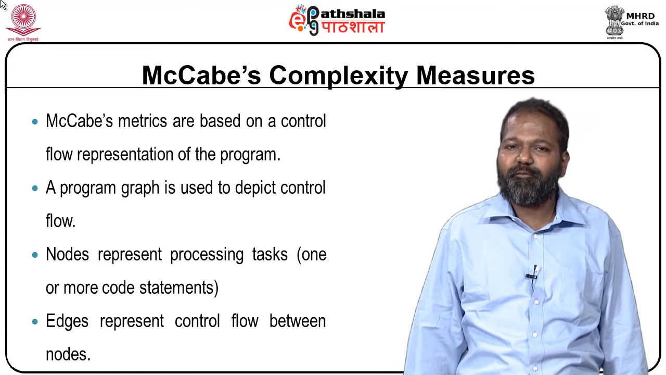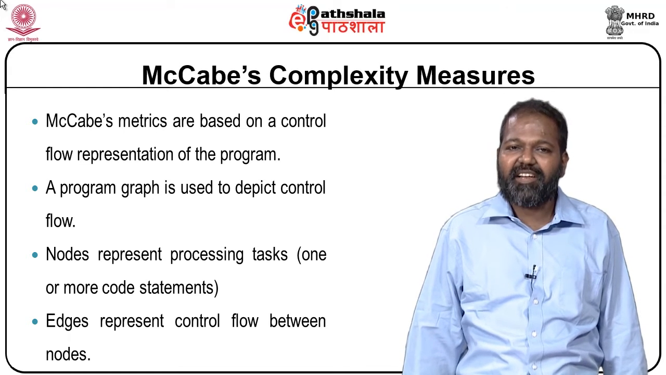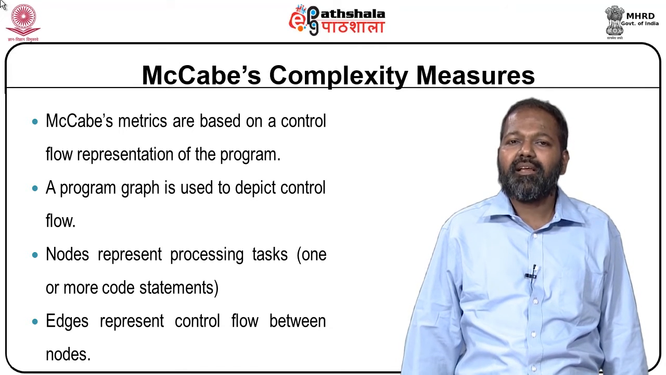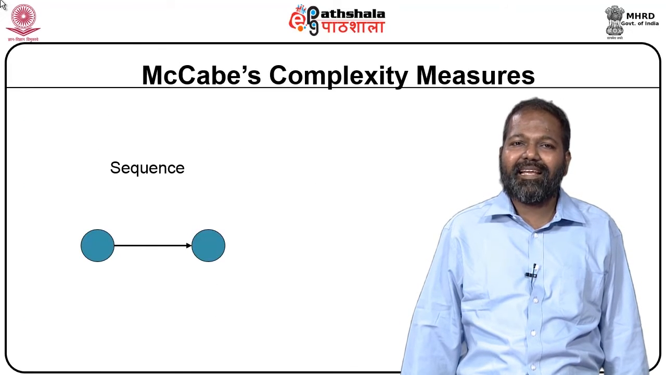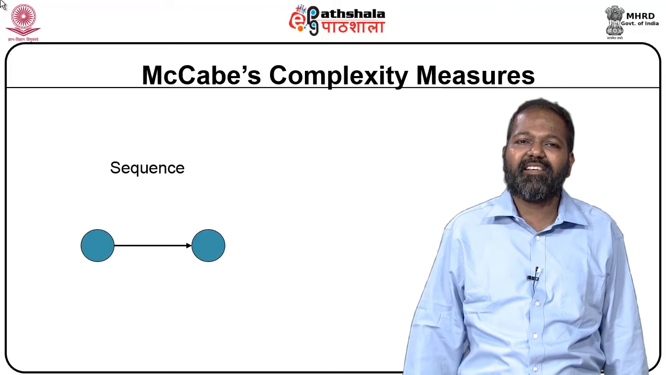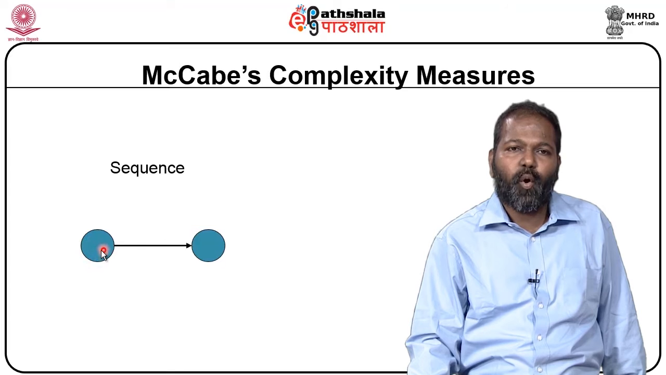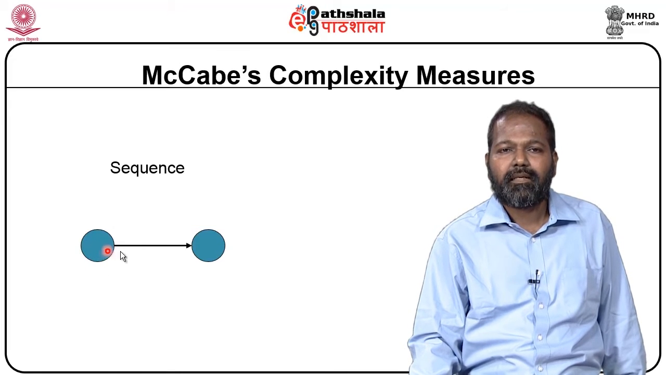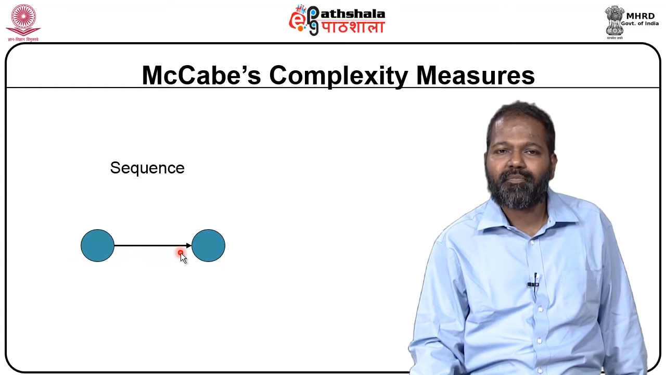A program graph is used to depict control flow. Nodes represent processing tasks, one or more code statements. Edges represent control flow between nodes. The graphical illustration of sequence is presented. So, you can infer that this node represents a processing task, this edge represents flow from one node to another node.